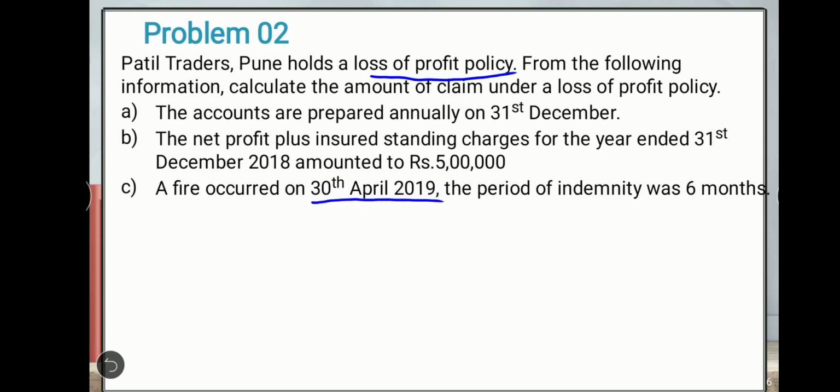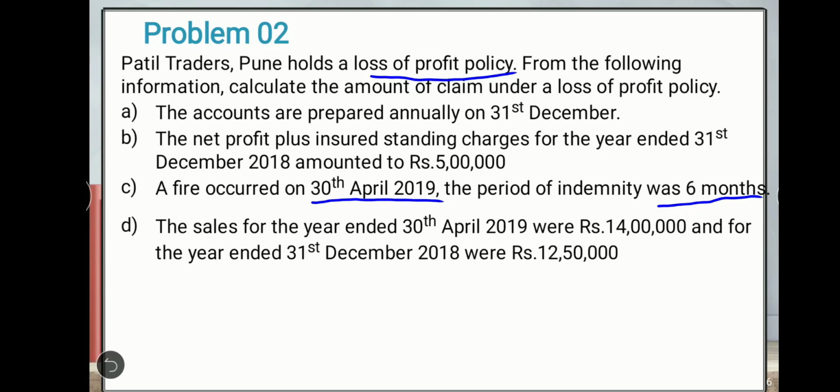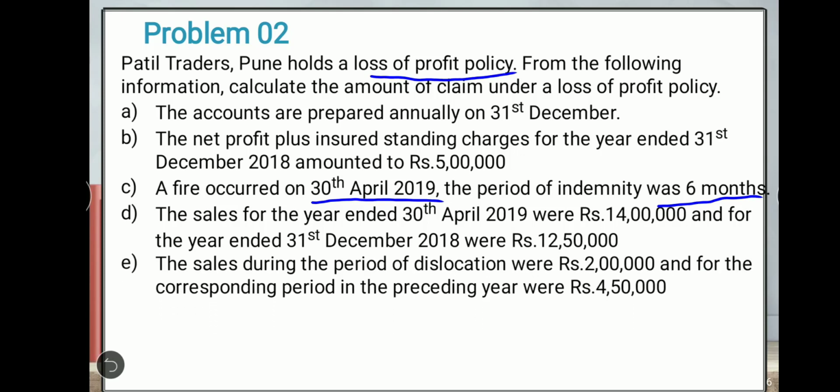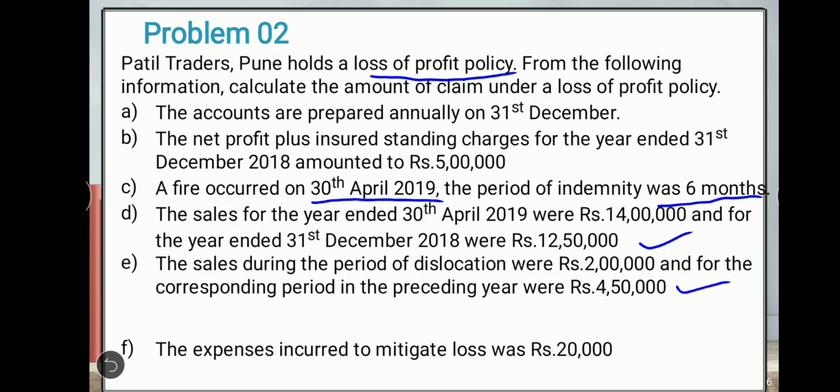The period of indemnity was 6 months. So here the date of fire is 13th April 2019. The sales for the year ended 13th April 2019 were rupees 14 lakh, and for the year ended 31st December 2018 were rupees 12,50,000. The sales during the period of dislocation were rupees 2 lakh. For the period of dislocation, sales is given 2 lakh, and for the corresponding period in the preceding year, which is rupees 4,50,000. So we have to use this figure to calculate the short sales.